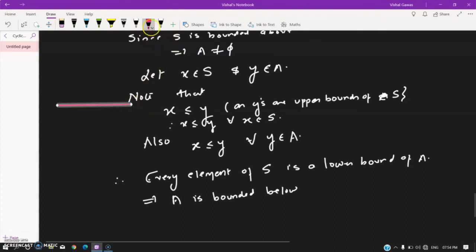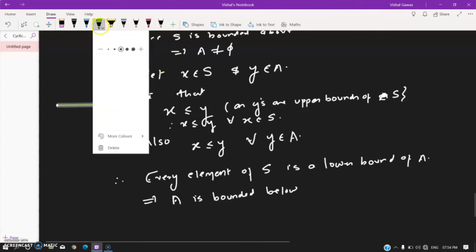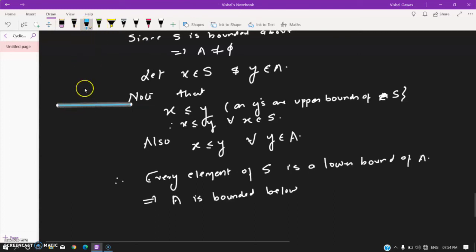So what happens is my A is here. Let me draw my A here. So this is my A, and my upper bounds are starting from here. I'm collecting all upper bounds. Sorry, I made a mistake. This should be my S, and this should be my A. So every element here is less than this because these are all upper bounds. And if you take any upper bound, it would be greater than every element here.